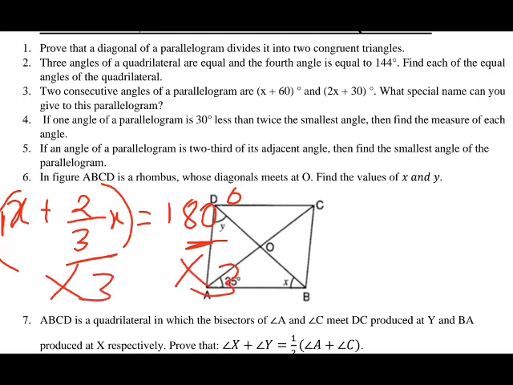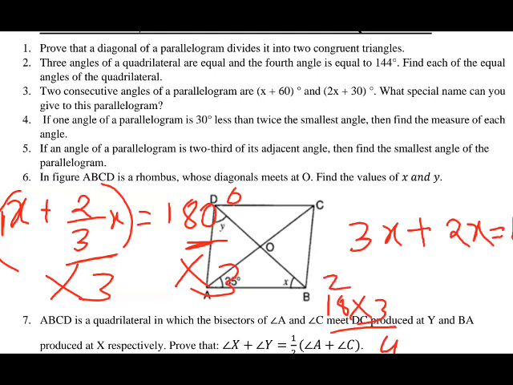If you multiply it with 3, then you will get 3x. The equation will be 3x plus, what will you get, beta? 2x, correct? The 3 will cancel out. Is equal to 180 into 3. What is 18 into 3, beta? Is it not 54? Yes.